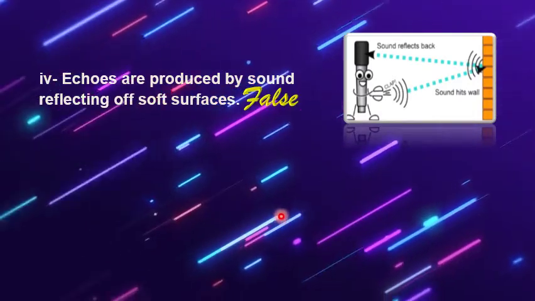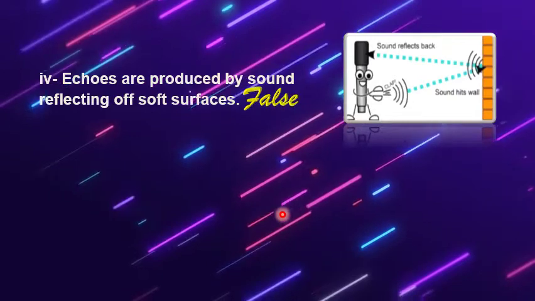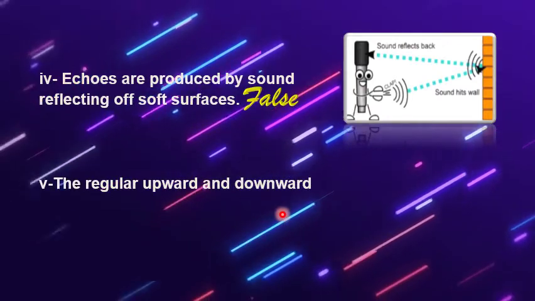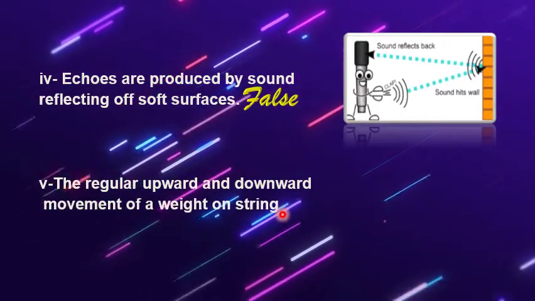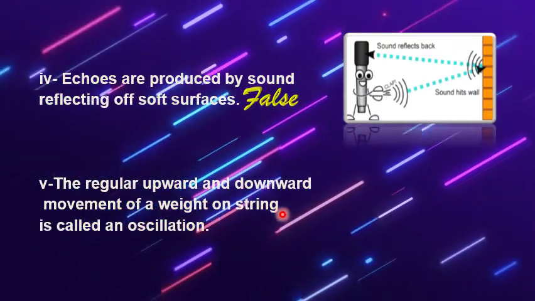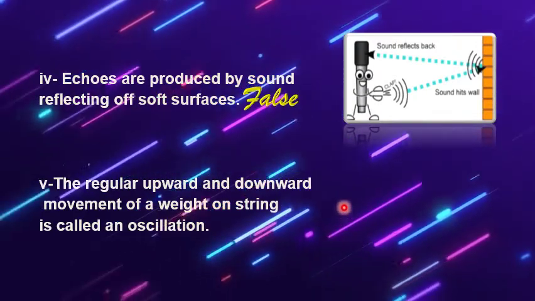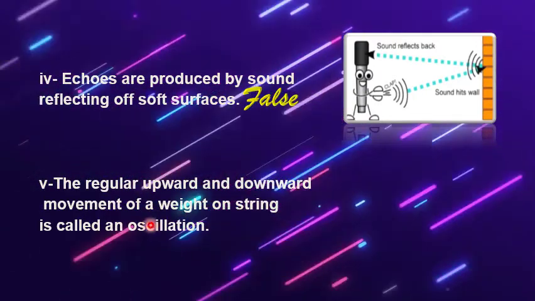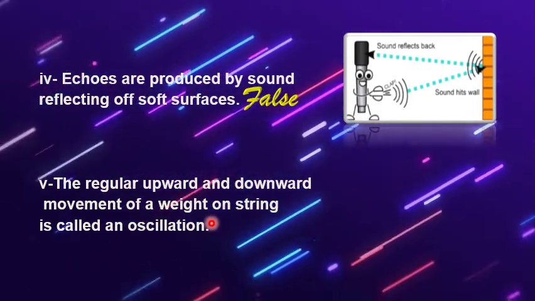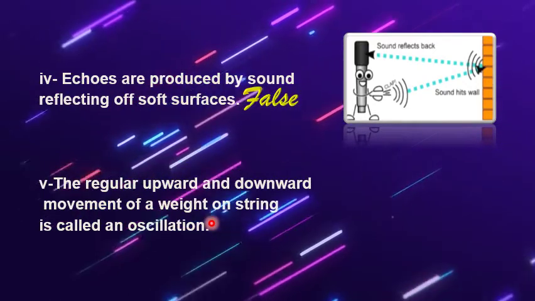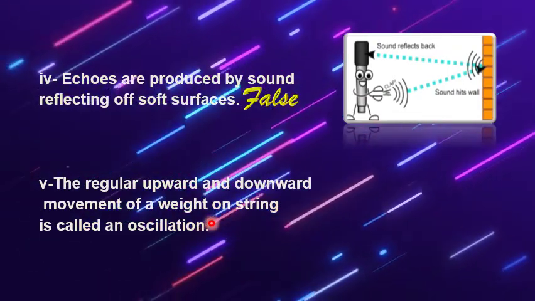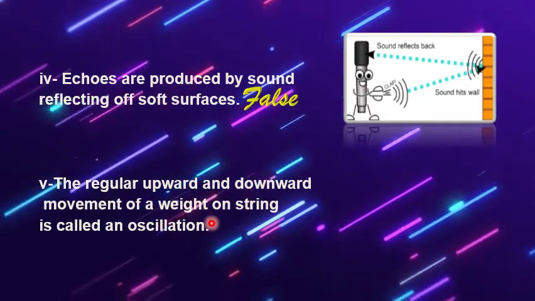Now we will see our next question. Last question of true false. The regular upward and downward movement of a weight on a string is called an oscillation. So oscillation is to and fro motion, just like backward and forward, inward and outward, upward and downward. All these kinds of motions are called oscillations.